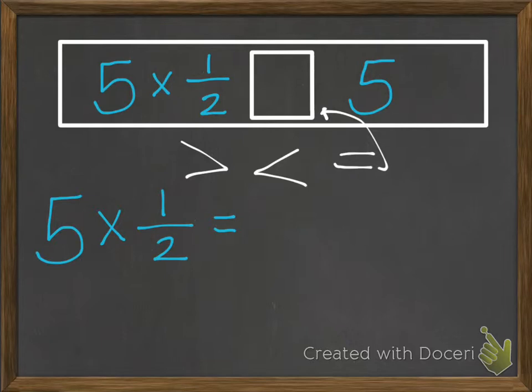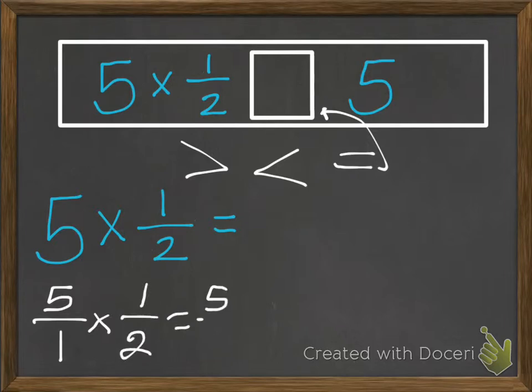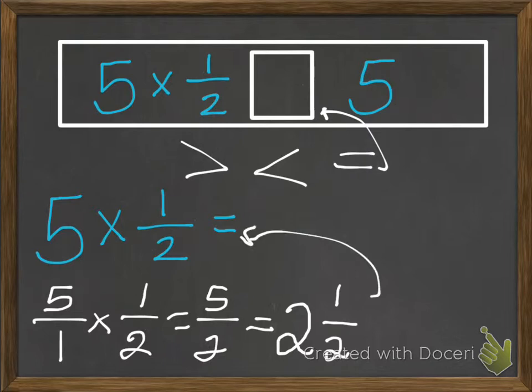So let's multiply 5 times 1/2. So I'm going to change 5, put it over 1, multiply it times 1/2, and I get 5 over 2. So that means 5 divided by 2. 2 can go into 5 2 times, and then I will have 1/2 left over. So 5 times 1/2 equals 2.5. So is 2.5 then less than, greater than, or equal to 5? Well, it is less than. 5 times 1/2 is less than 5.